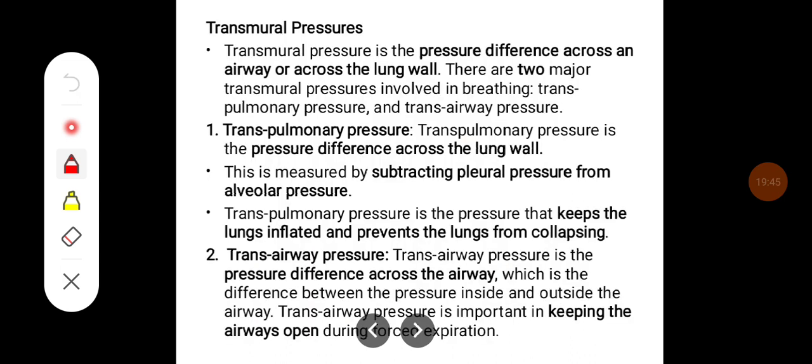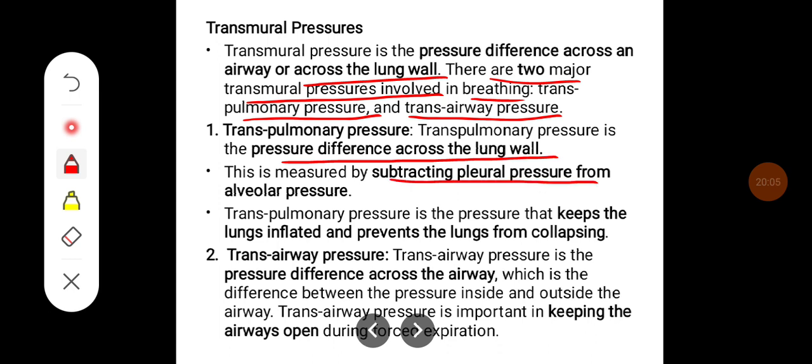The transmural pressure is the pressure difference across the airway or across the lung wall. There are two major transmural pressures involved in breathing: transpulmonary pressure and trans-airway pressure. Transpulmonary pressure is the pressure difference across the lung wall. This is measured by subtracting the pleural pressure from the alveolar pressure. Transpulmonary pressure is the pressure that keeps the lungs inflated and prevents the lung from collapsing.